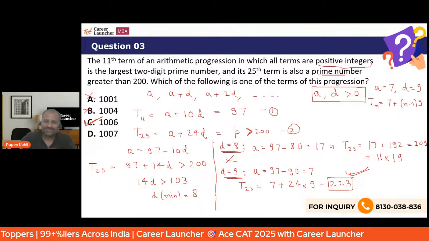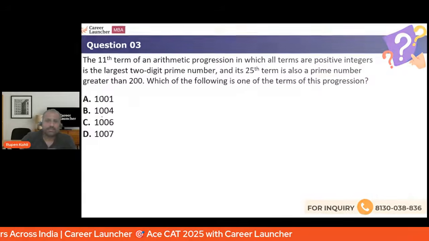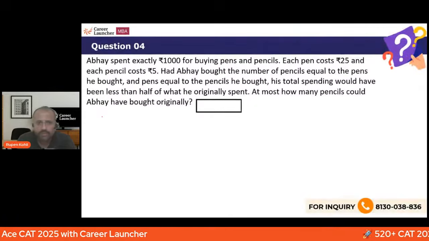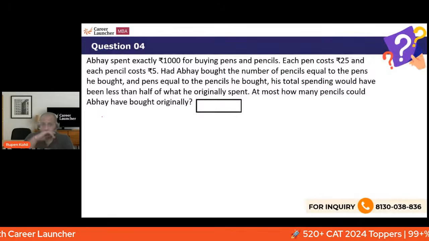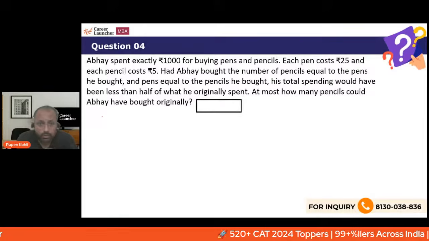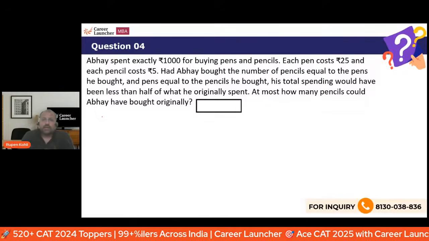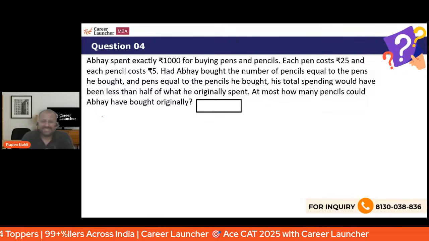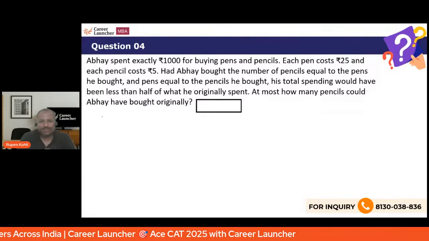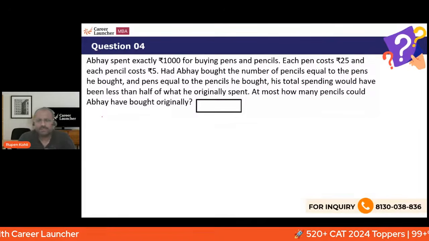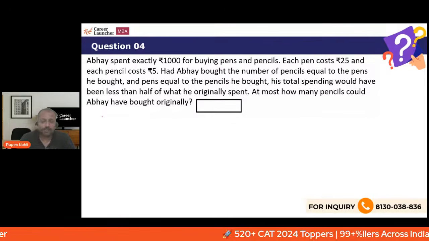All right, time to look at some previous year questions. Oh, one more question I have brought from my side. Now back to pens and pencils. All of us like it, remembering our childhood. Abhay spent exactly 1,000 rupees for buying pens and pencils. Wonderful. 1,000 rupees. Oh my god.